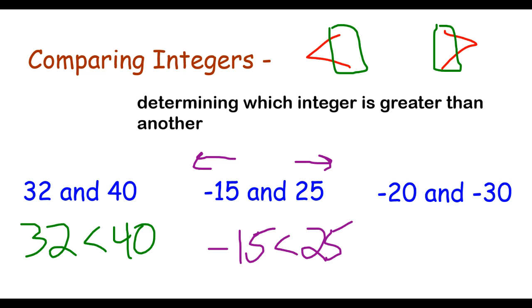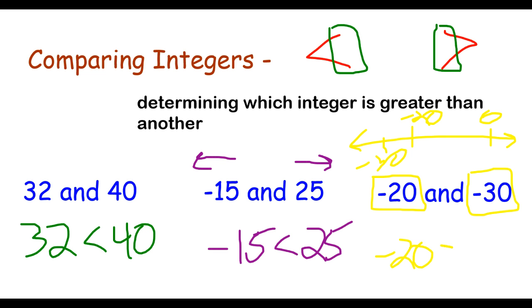And now we get to the third one, where we're looking at -20 and -30. We know that 30 would be greater than 20 on the positive side of the number line. But if we're looking at the number line in negatives, -20 is actually to the right of -30. So therefore, -20 is actually greater than -30. And so now that's comparing integers.